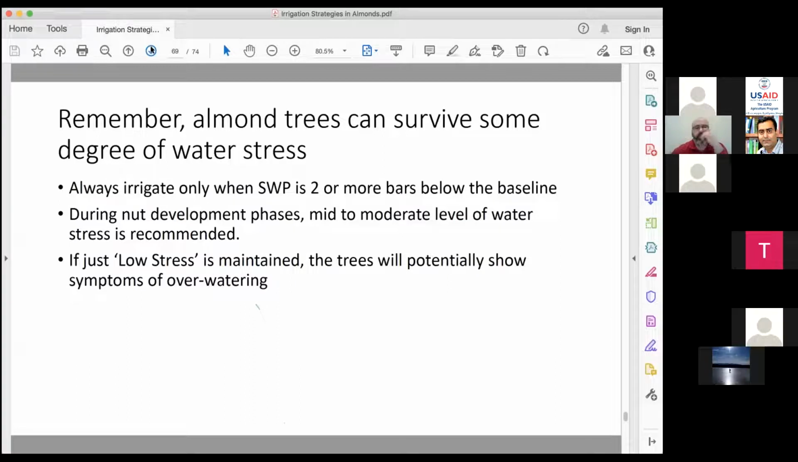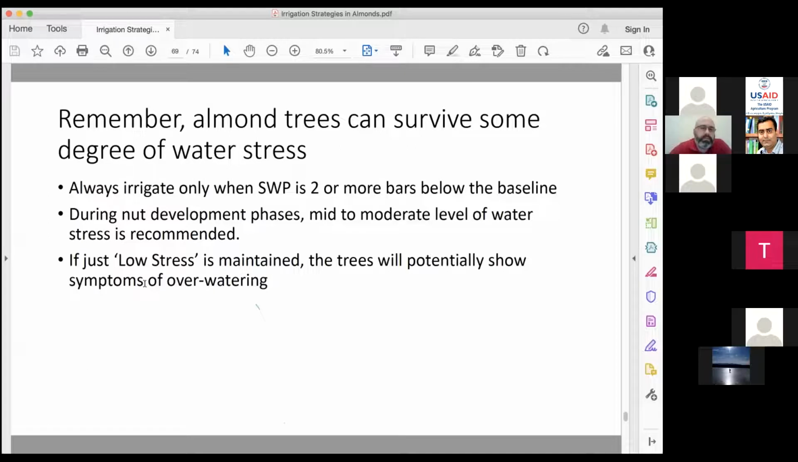But the point is always try not to match the full water demands. Just irrigate to a point which is a little bit lesser than the fully saturated conditions. During the nut development stages, mild to moderate levels of water stress is recommended for the almond trees, and that's how the trees would grow normally in a healthy way. If just low stress is maintained, the tree will potentially show symptoms of overwatering.